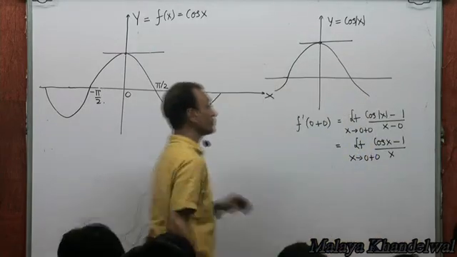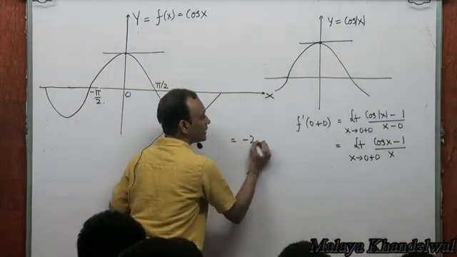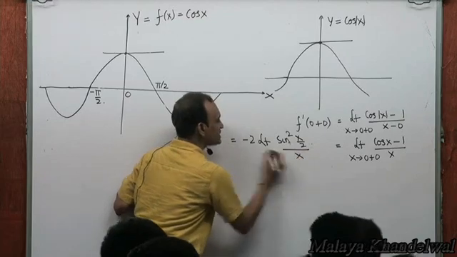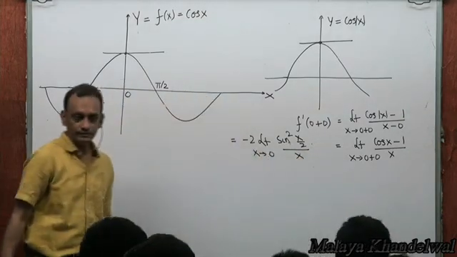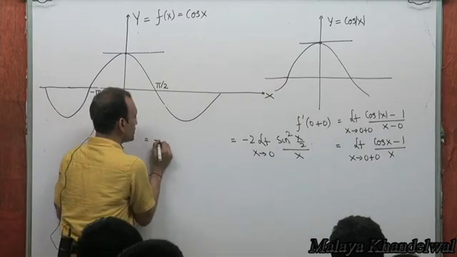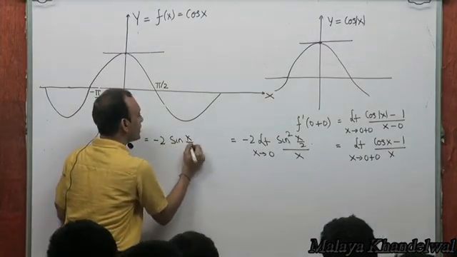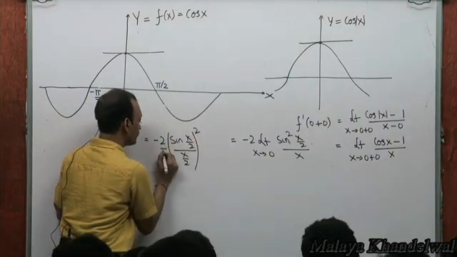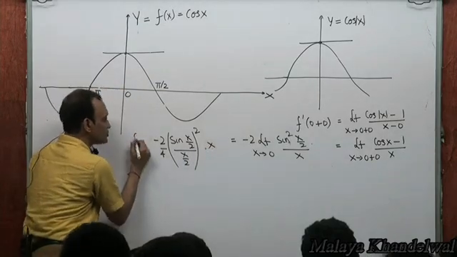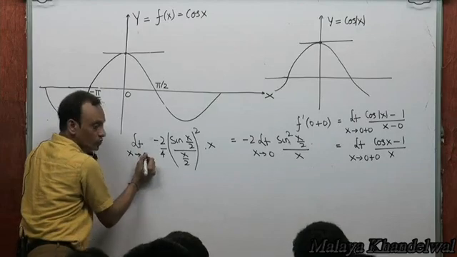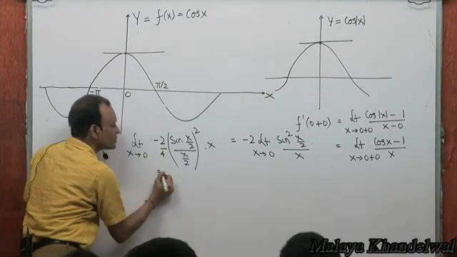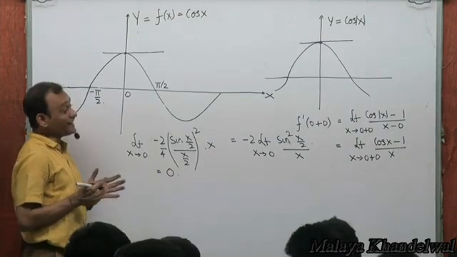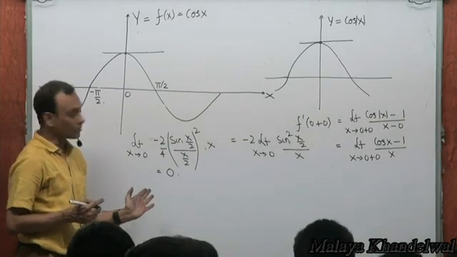Yes or no? Which is going to be minus twice limit sine square x by 2 by x as x tends to 0. Right? Yes or no? Which is going to be minus twice sine x by 2 divided by x by 2, whole square, by 4 into x as x tends to 0. Yes or no? This will tend to 1, this tends to 0, so this is 0. So the right hand derivative at x equal to 0 is 0.